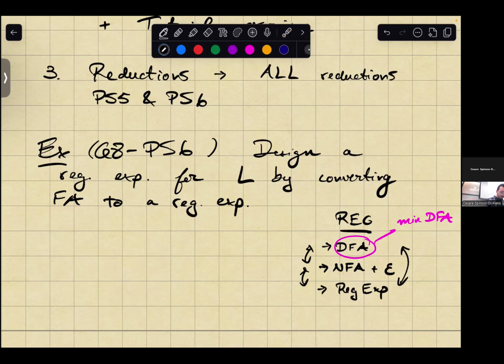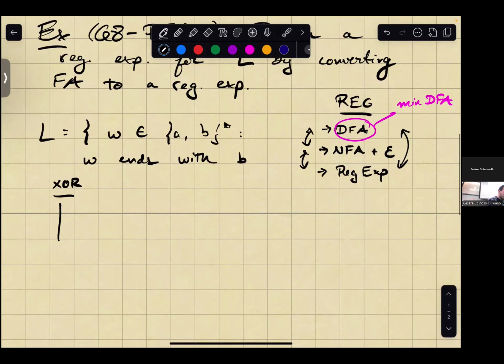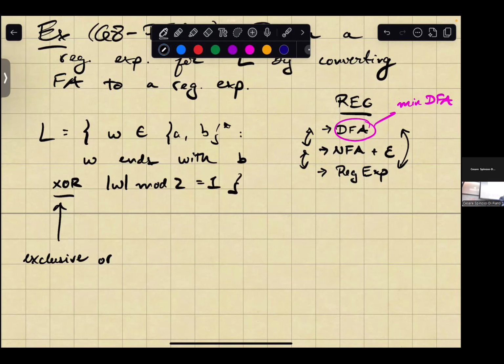You might be wondering, what is the language that I actually want to design the regular expression and FA for? It's going to be the following. The language is the set of strings over the alphabet {a, b}, such that either w ends with b, or, and this is an exclusive OR, so it's very important to note that, or the length of w is odd. Okay, so this is the language.